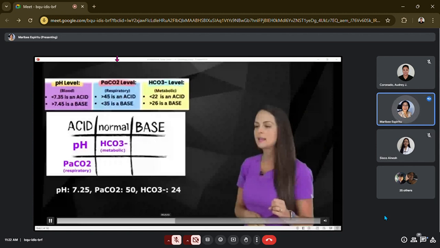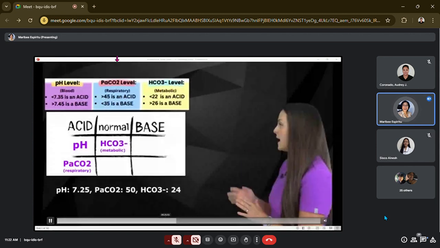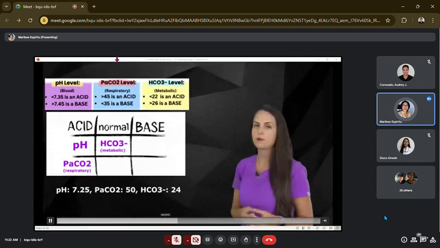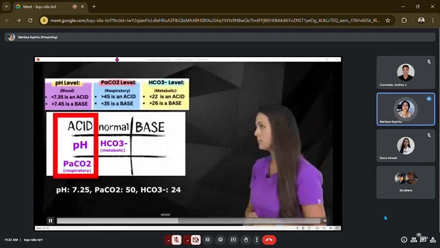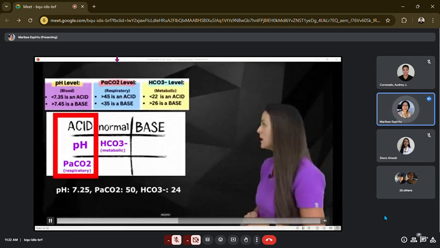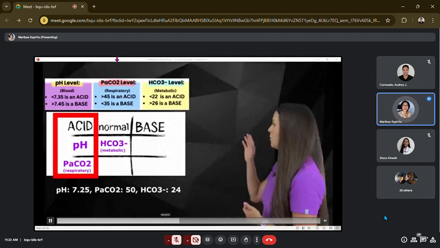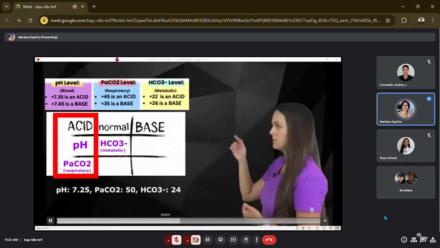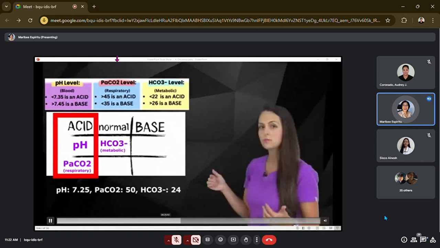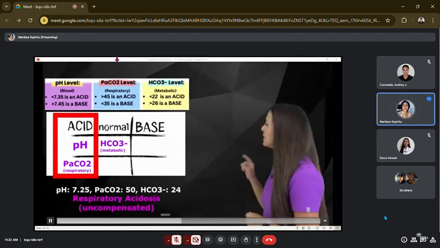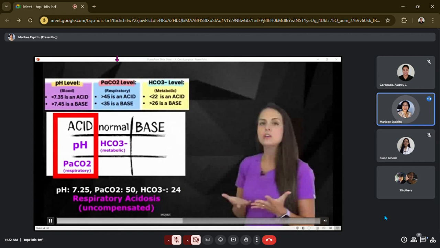So now we're asking ourselves, do we see a vertical 3 in a row? And the answer is yes, we do. So we can actually finish solving this. We're going to say acid plus pH plus PaCO2. What do we get when we do that? We get respiratory acidosis, and it's uncompensated. So we don't have any compensation going on.